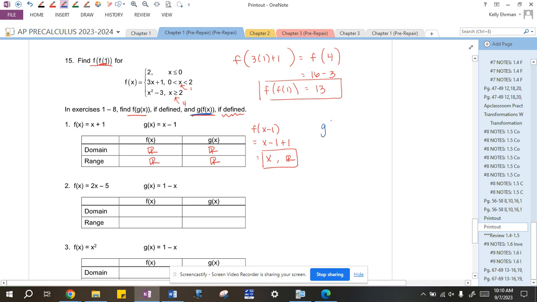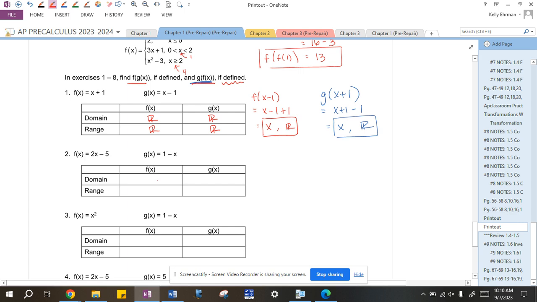G of what's f of x? X plus 1. G's equation is x minus 1, so we're going to put in x plus 1 minus 1. That's also x defined for all real numbers. No restriction on the inner function, no restriction on the final answer.